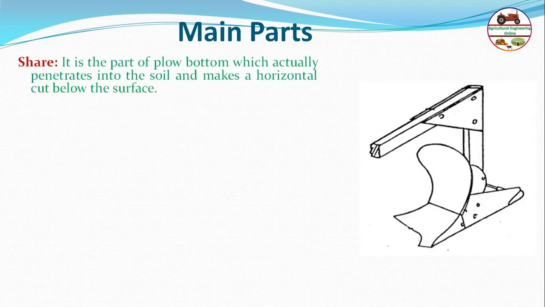First of all is the shear. We will discuss a little about the shear. Shear is the part of the plough bottom which actually penetrates into the soil and makes a horizontal cut below the surface. If you see, this is the shear portion which penetrates into the soil and cuts. There are different types of shear, depending on the sharpness of the shear and how efficiently it cuts the soil.